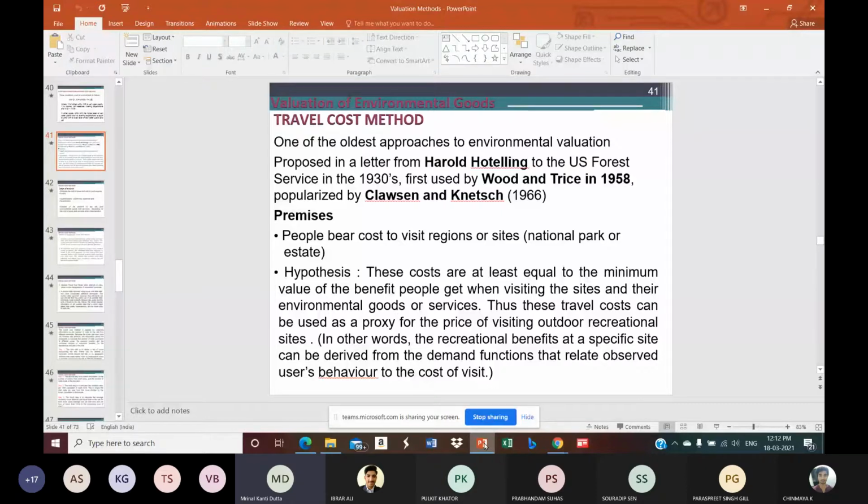So actually their preferences to visit the place also represent their valuation of these different units or different attributes of the national park, or maybe the value of the national park in totality. Okay, so that way they express their preferences for these products or goods or services. So what happens, this travel cost may be used as a proxy for the price of visiting outdoor recreational sites. Okay, in essence, what you can see is that the recreational benefits at a specific site can be derived from the demand functions that relate observed users' behavior to the cost of visit.